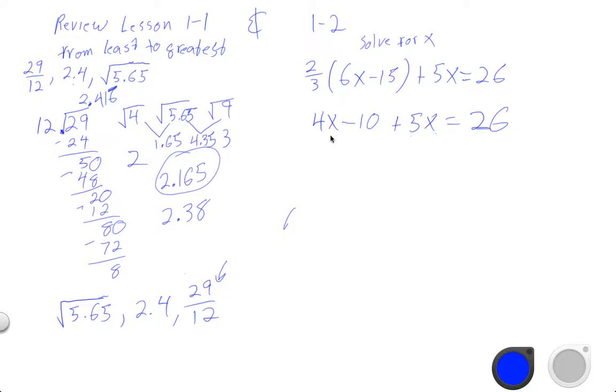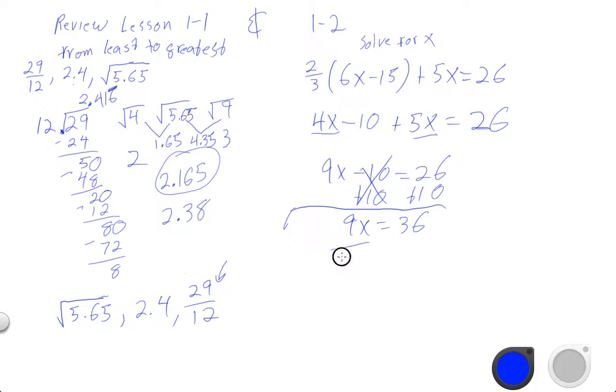Okay. 4x minus 10 plus 5x is equal to 26. I have an x here and an x here. I can just combine those. They're on the same side already, like terms. So that gives me 9x minus 10 equals 26. Add 10 to both sides. The negative 10 and positive 10 cancel out, and 9x equals 36. Divide both sides by 9, and x equals 4.